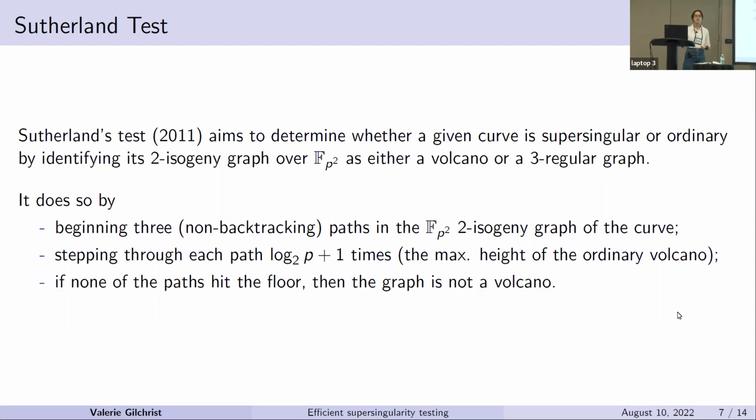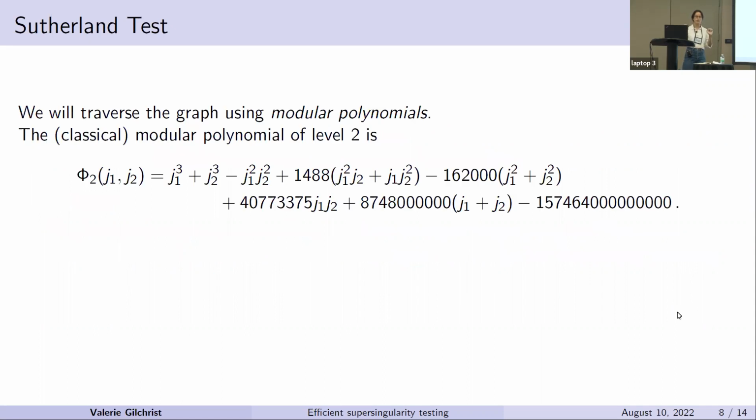If we do hit the floor, then we're in a volcano and the curve was ordinary. So how Sutherland implements this, how we actually take the steps in these paths, is using something called modular polynomials. So here I have the level 2 modular polynomial. You can see this is already quite complicated. So this is why we're sticking to 2 isogenies only. We get a cubic instead.